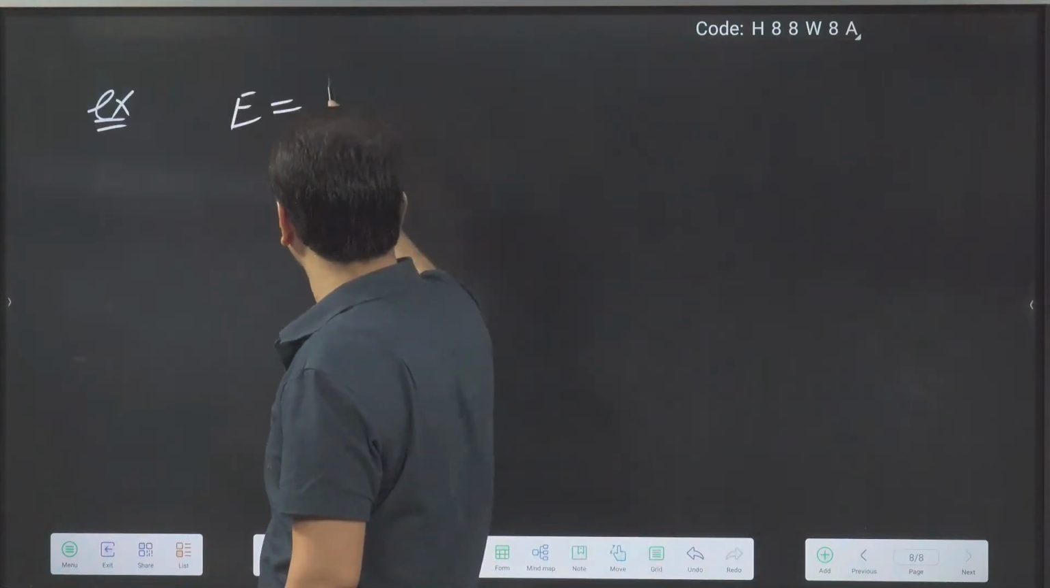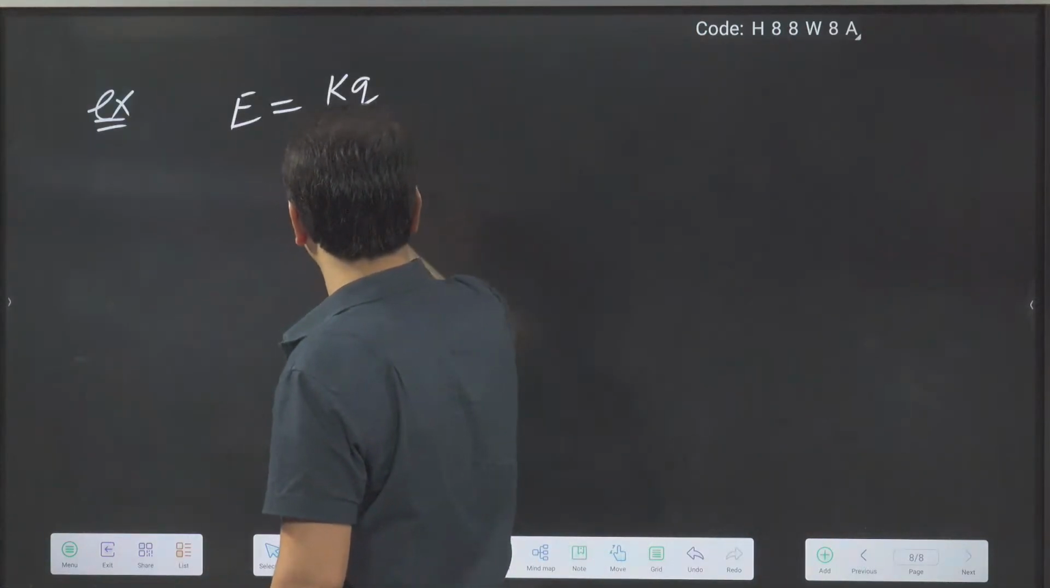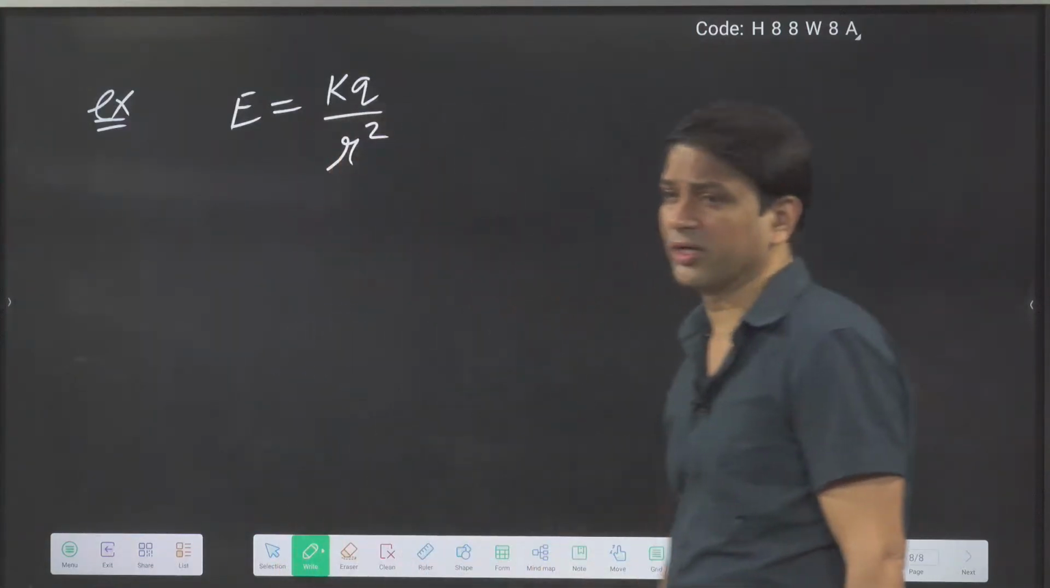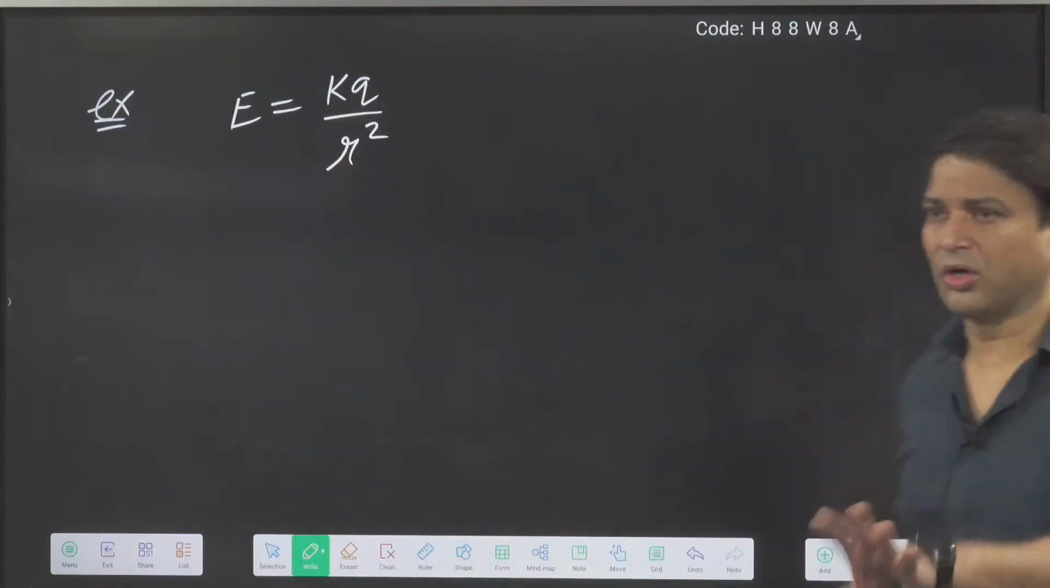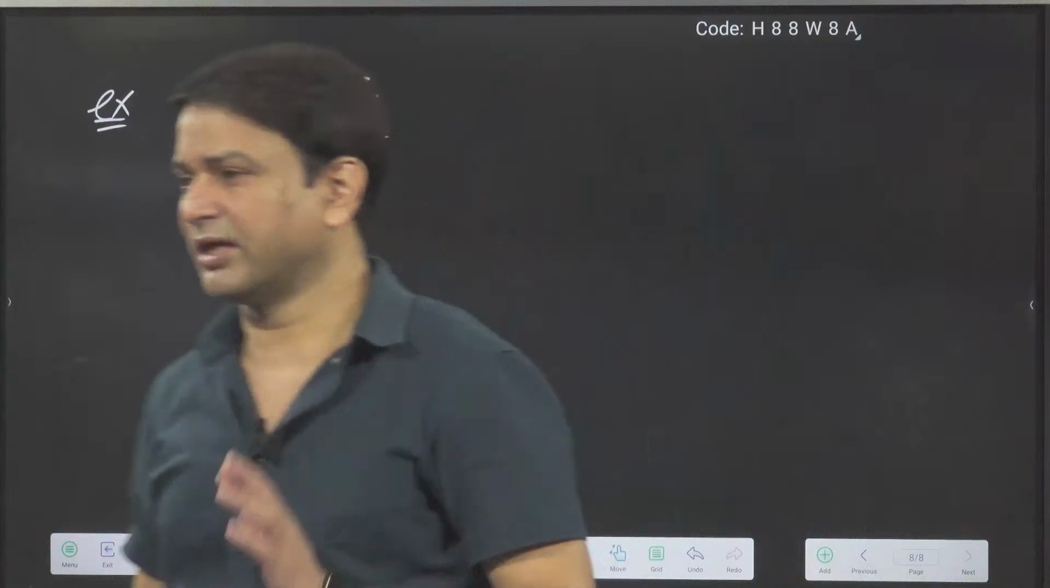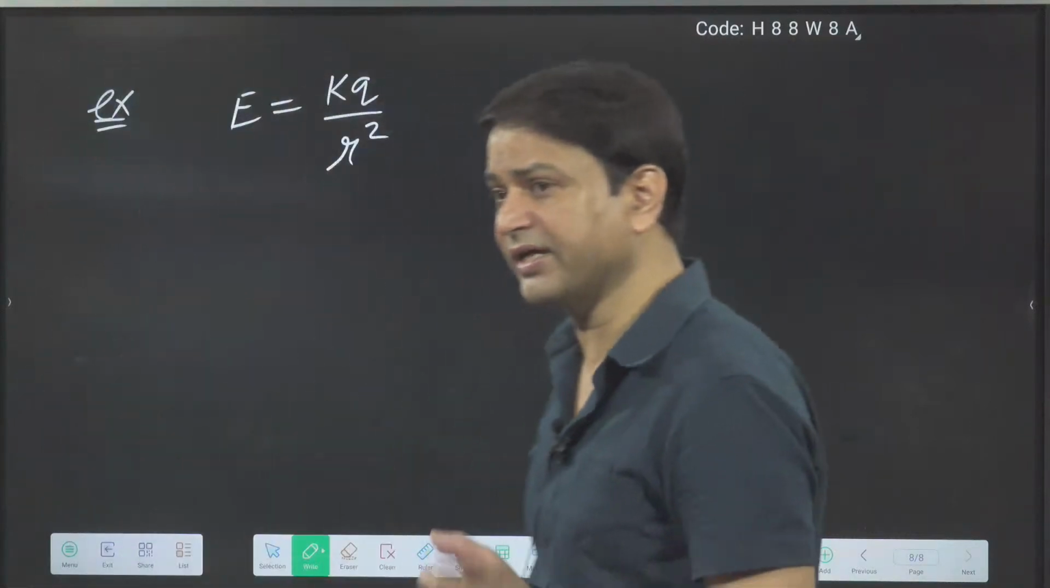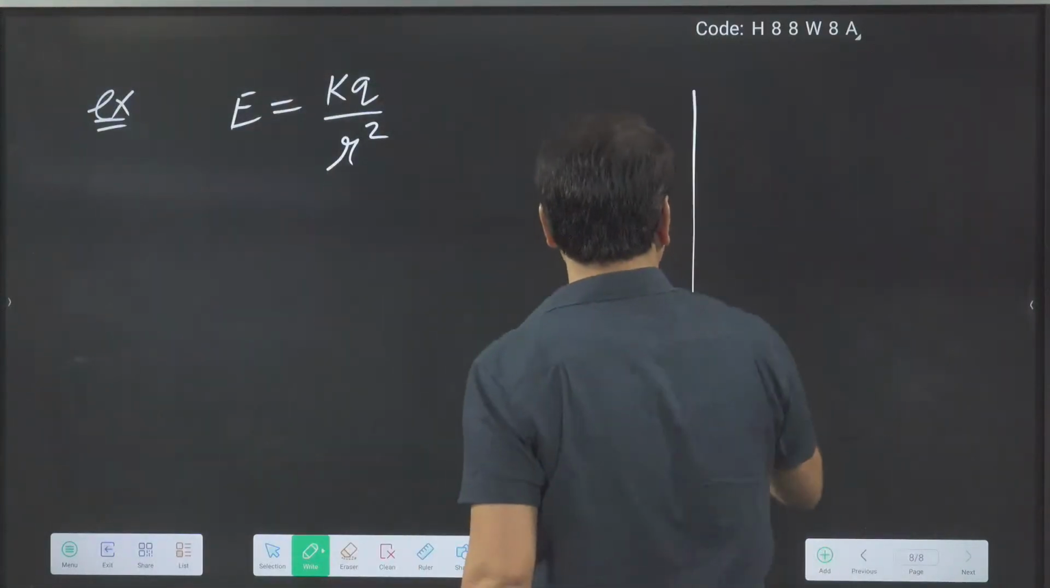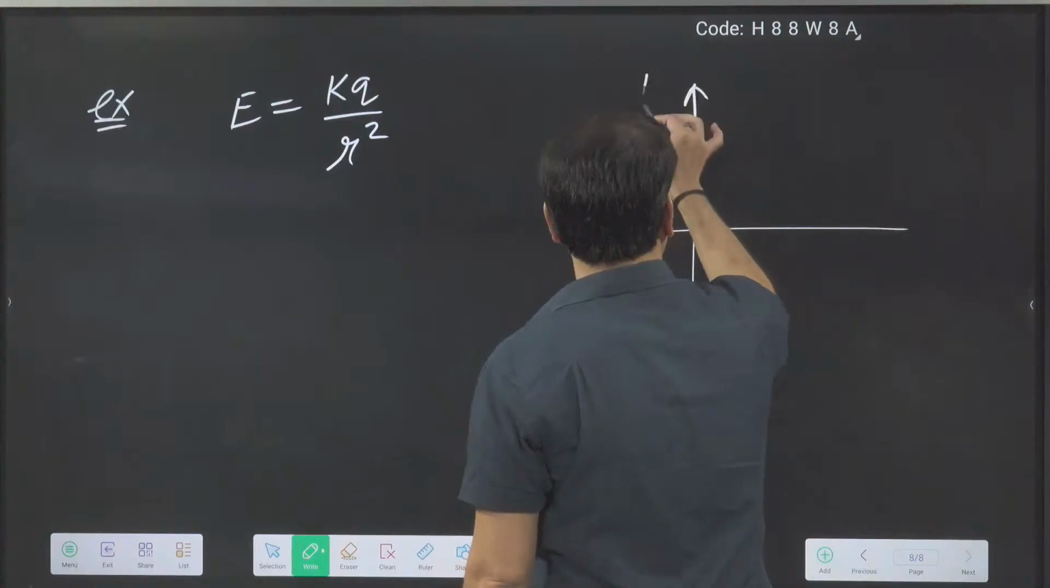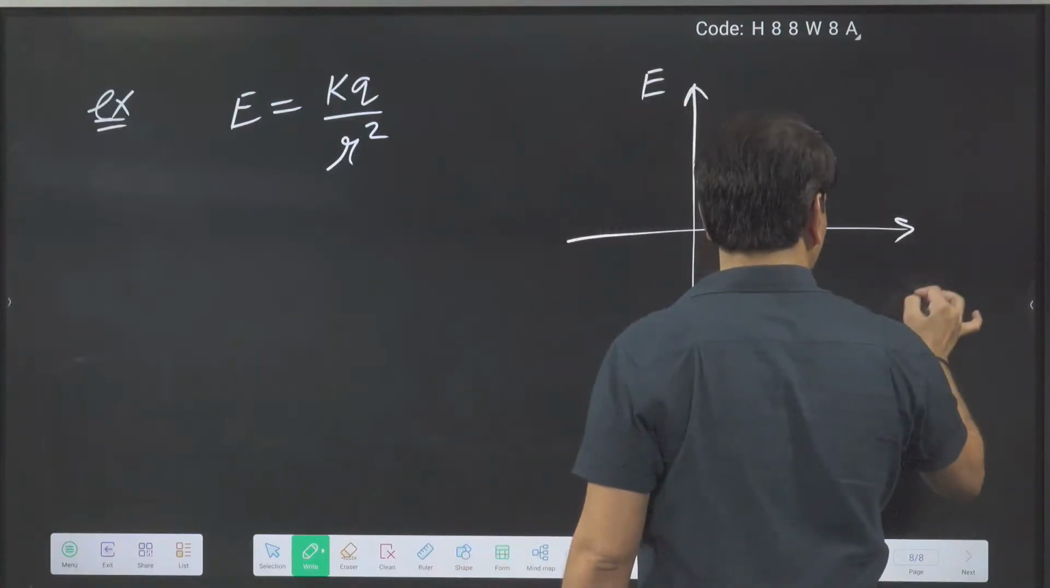E is equal to what? Kq by r square, where k is the constant. Suppose for the given charge, q will be constant. I need the E and r graph. So I plotted E on the y-axis, r on the x-axis.